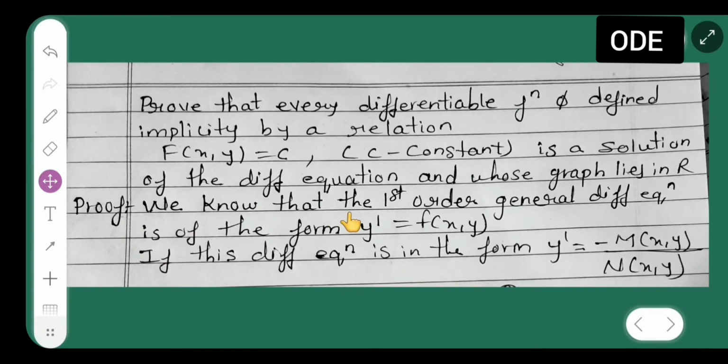We know that the first order general differential equation is of the form y' is equal to f(x, y), right? Now, this differential equation is in the form of y' is equal to minus M(x, y) upon N(x, y). Next, I'll continue on the next page.